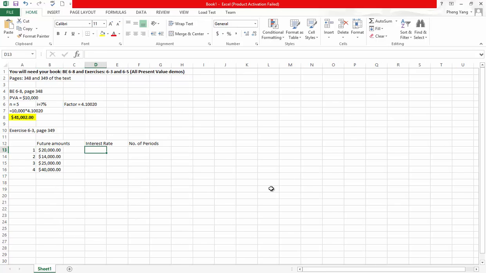The interest rate for each one: 7%, 8%, 12%, and 10%. The number of periods for the first one is 10, the second is 12, the third is 20, and the fourth scenario is 8 periods.